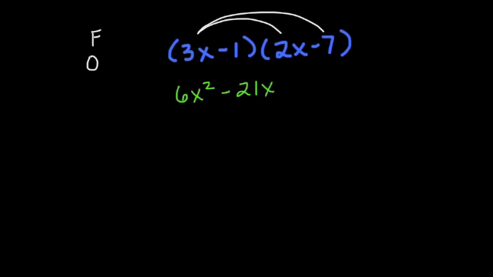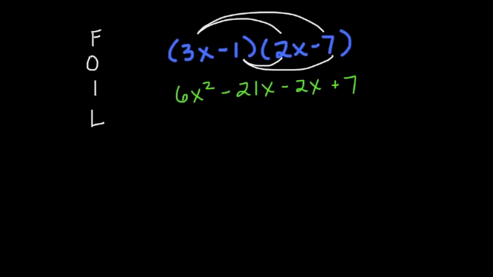From there, I can look at the inner ones. This is the I in FOIL. That's a negative 1 and a 2x. So negative 1 times 2x would be negative 2x. And then finally, I look at the last term in each parenthesis. Again, usually that's the whole number. In this case, we have a negative 1 times a negative 7. That's going to leave me with positive 7.